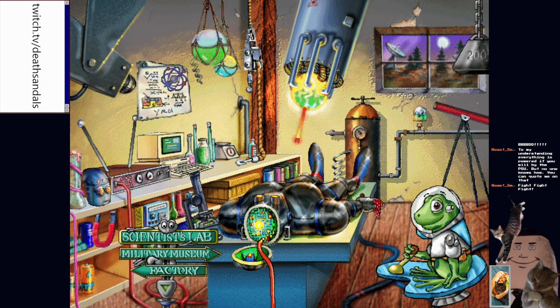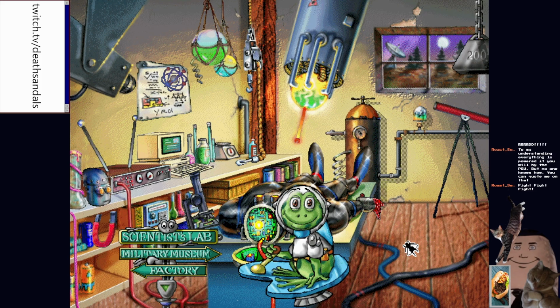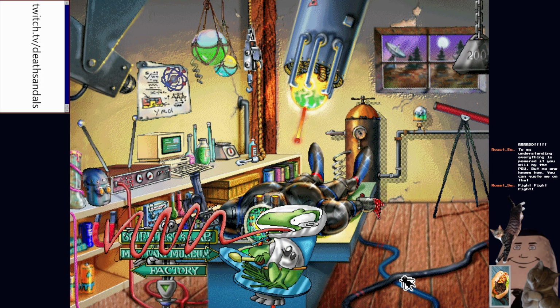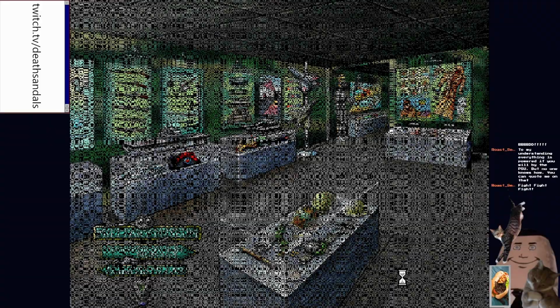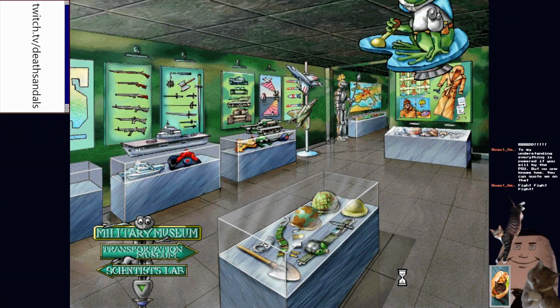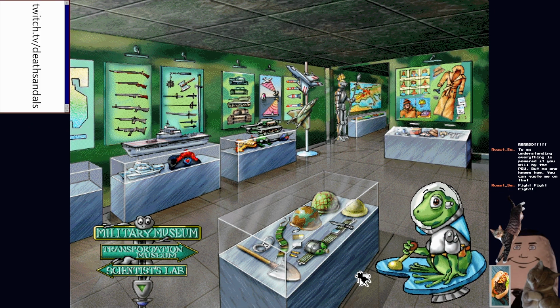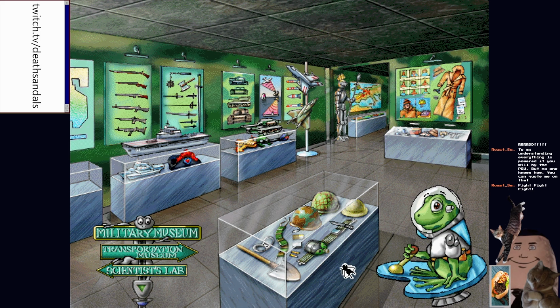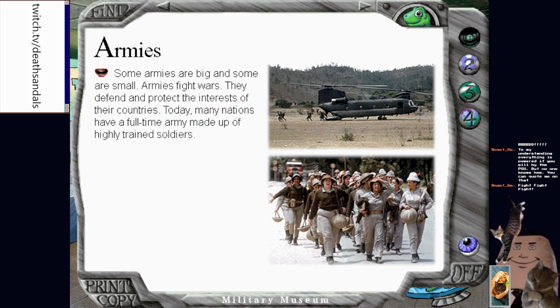Yeah, let's check it in the military museum. See what's going on. Okay. There's certainly a military museum. Alright, well, I'll leave the guns to last, because the guns are the coolest part. Yeah, that's kind of funny. Armies. Little mouse with a knife.